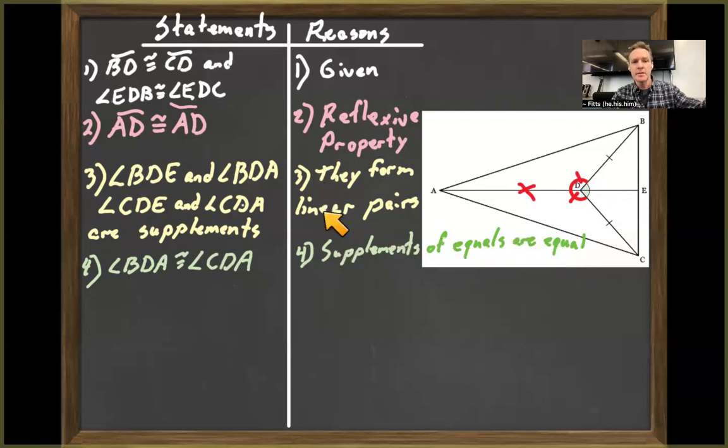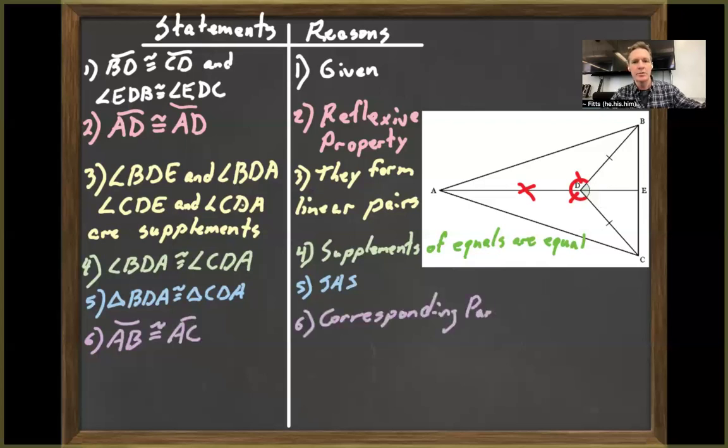Now you couldn't list this number 4 ahead of number 3. You needed number 3 to prove this one. You could have put number 2 down here because that's not dependent on anything else. But these two are dependent on one another. This one's dependent on this one. So that's why order matters in a proof. It's like you're building your case, right? So therefore, triangle BDA is congruent to triangle CDA. This triangle on the top is congruent to this triangle on the bottom here. Why? Side, angle, side.